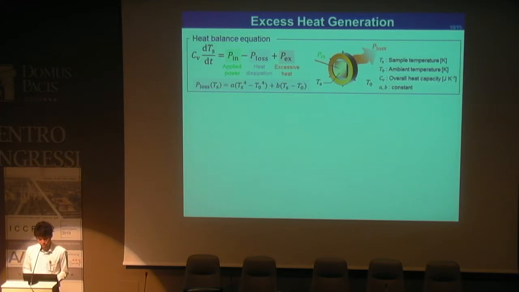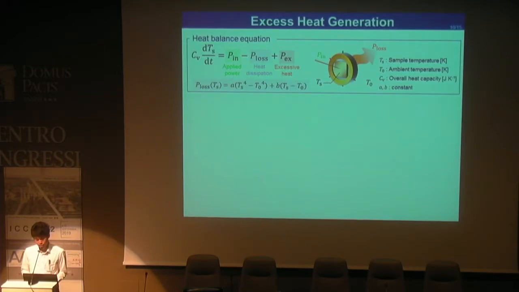Next, I'll discuss excess heat generation. As I showed you earlier, we observed temperature overshoots in some experiments. First, we set up a heat balance equation for the palladium sample. This equation consists of applied power, P_in, heat dissipation, P_loss, and excess heat, P_EX.